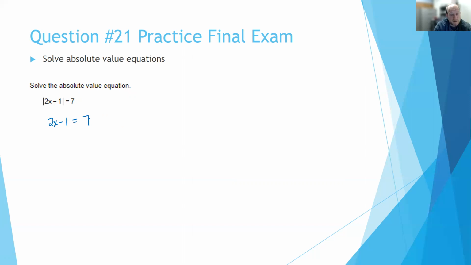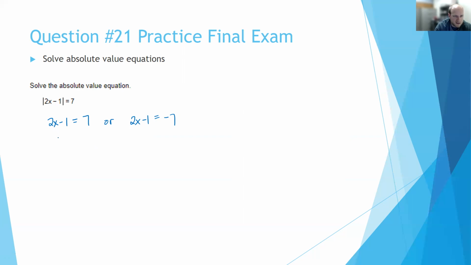2x minus 1 equals 7, that's the original, or 2x minus 1 equals -7, because it could be positive or it could be negative. Not the answer, the answer is not going to be positive or negative, but the thing over here could be positive or negative. So that's how you break up an absolute value equation.